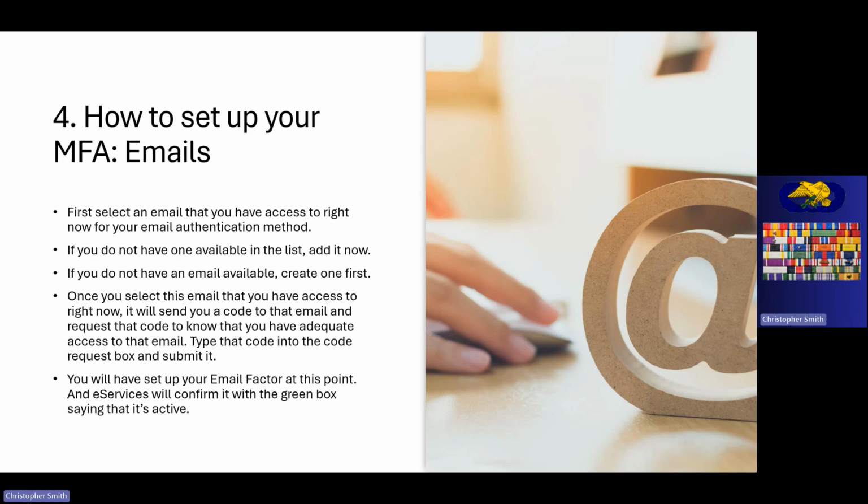Obviously, if your parents say you can't have one, we'll talk to your parents later. Once you select the email you have access to right now, it will send you a code to that email. I need you to go to that email, collect that code, and it will actually request that code on the eServices page as well. So collect the code, copy and paste it. Once you have submitted that code, it will already be set up as an email factor in eServices.